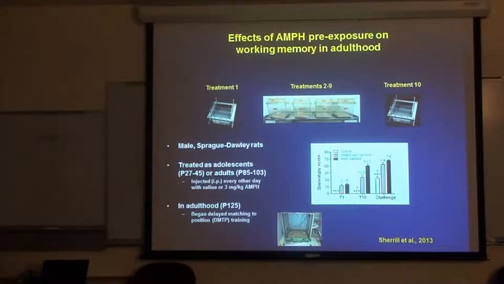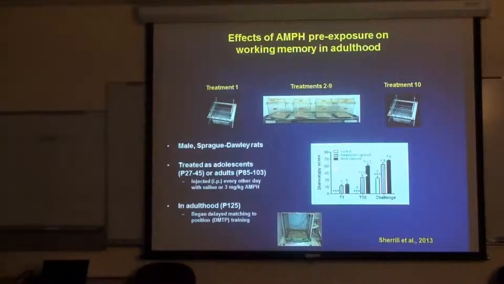And remarkably, the adolescent exposed animals, by the time they got this challenge, it's been over 3 months since they last got an amphetamine injection, which suggests that whatever the drug is doing, it's producing a long-lasting adaptation. And other labs have demonstrated that at the neural level, however you want to measure it, you can show that there are adaptations in response to the drug that persist for this long. So that's what we're looking at there. And then you can see it's also occurring in the adults.